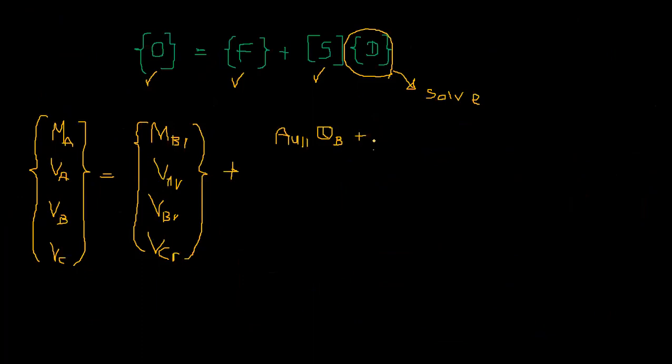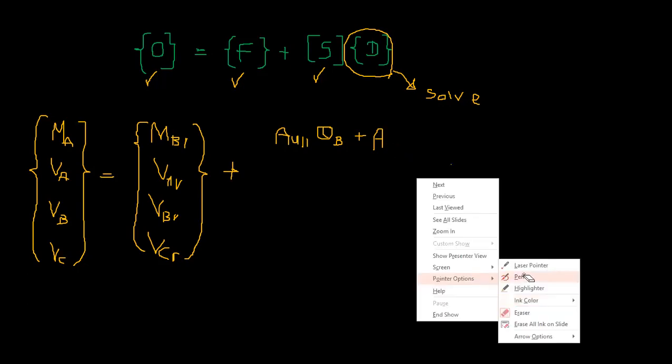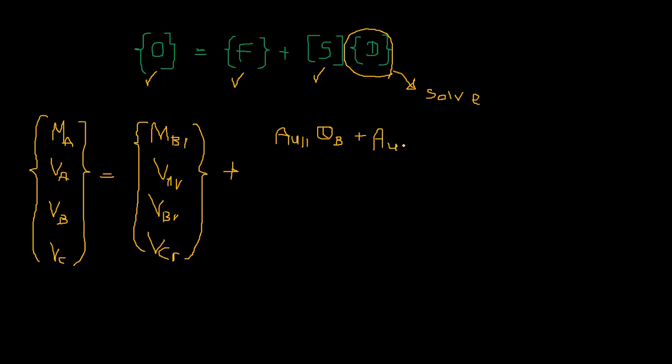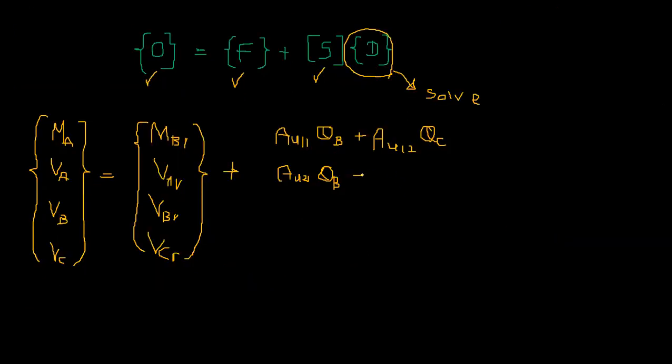So it becomes AU12 into theta C. So I can write the same for the second: AU21 into theta B plus AU22 into theta C. Right, guys, I can write this for each action coordinate, right?